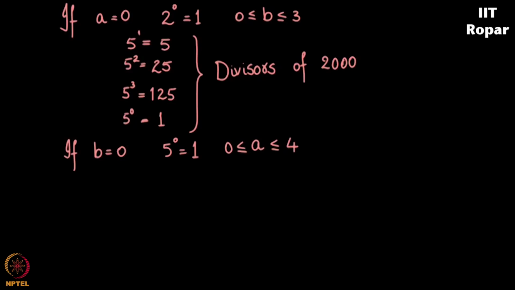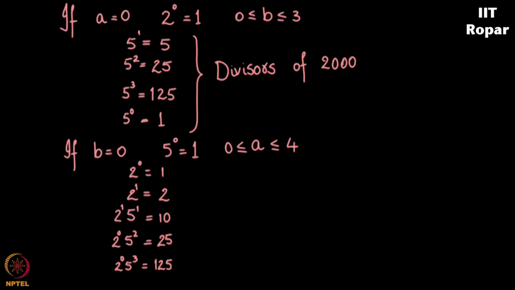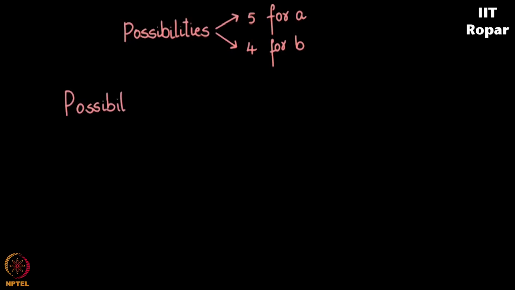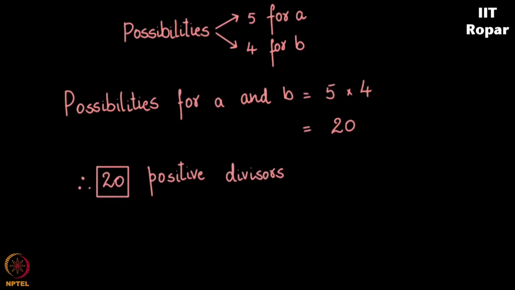Let me just write some divisors of 2000. 1, 2, 10, 25, 125 and so on. So we have 5 possibilities for A and 4 possibilities for B. So how many possibilities are there for A and B? It is precisely 5 into 4, which is 20. And this answers the question that there are 20 positive divisors for 2000.